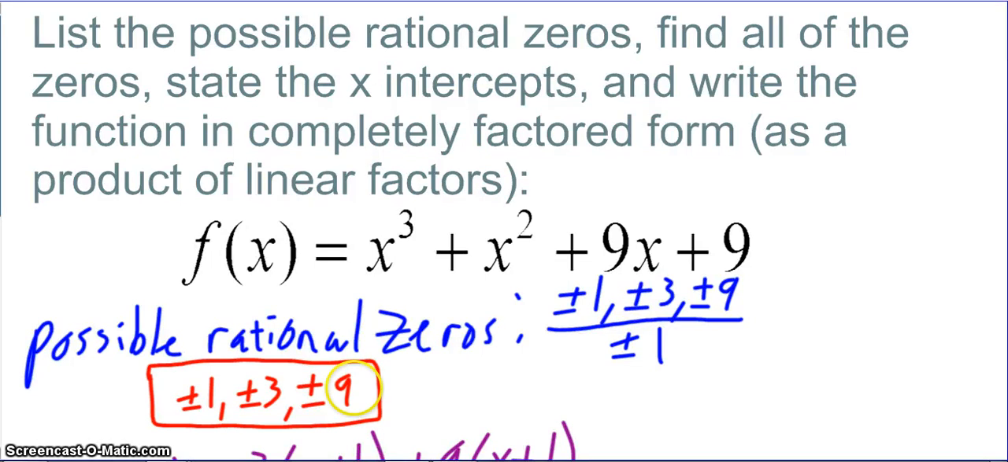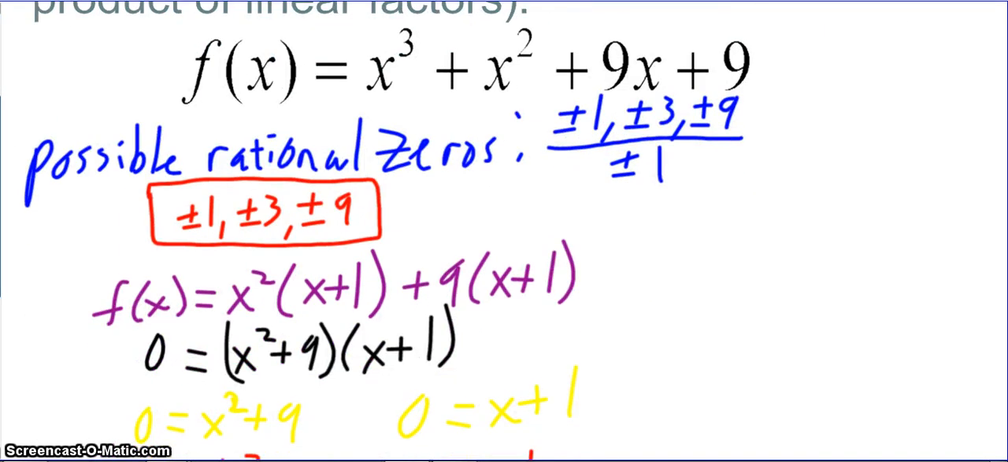Okay, so we have our possible rationals. So now, in this case, I can factor this by grouping. So that's the easiest way to solve this. If I couldn't factor by grouping, one thing we could do is we could start to guess and check with these possible rational zeros using synthetic division or long division.